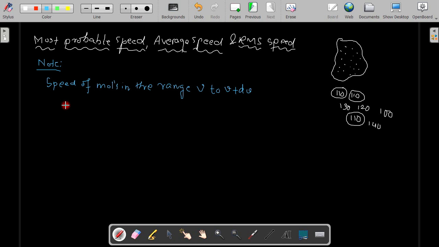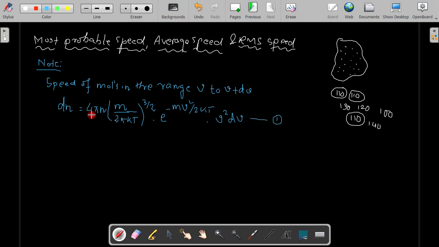This is something which is given by the Maxwell-Boltzmann distribution, and how many molecules have a speed in this particular range, we can find out using this formula: dn equals 4 pi n, times m by 2 pi kT whole thing to the power 3 by 2, into e to the power minus mv square by 2kT, into v square dv, and that's it. Obviously it's a bit long, but we need to remember this if we want to derive the three kinds of speed that we are going to talk about. Let me mark this as 1.